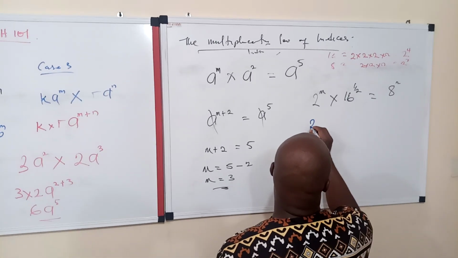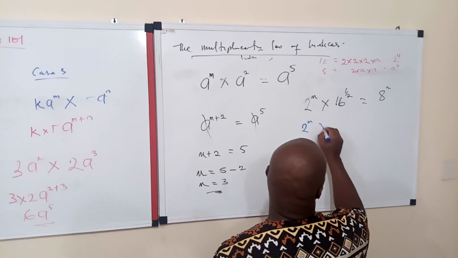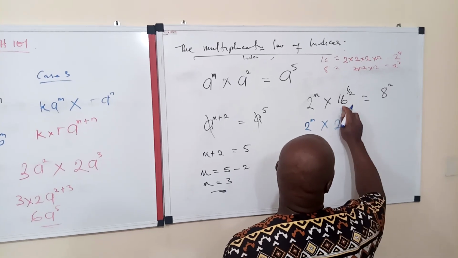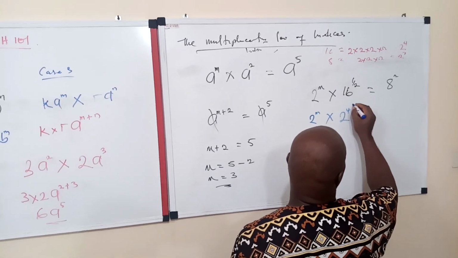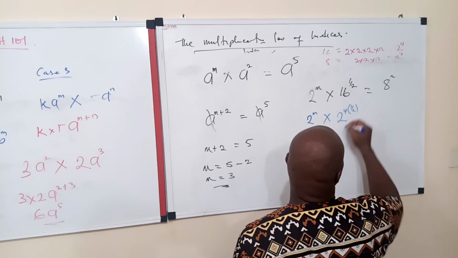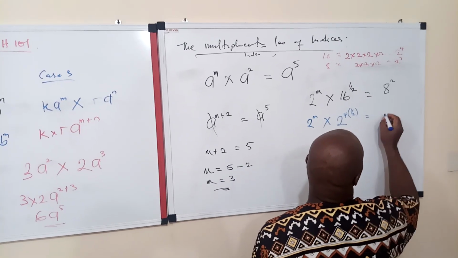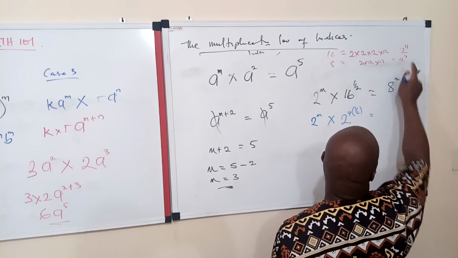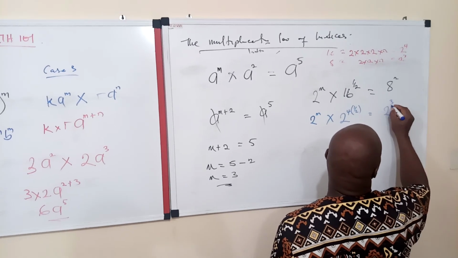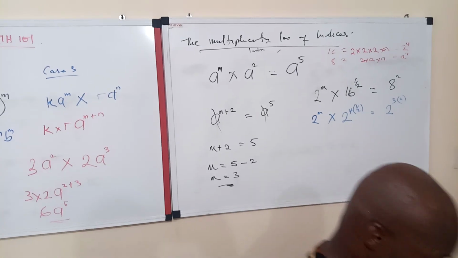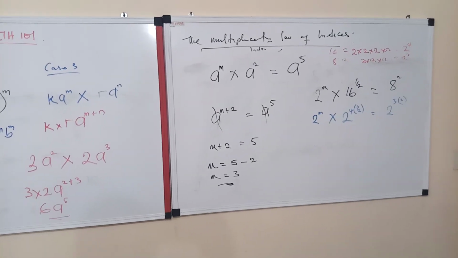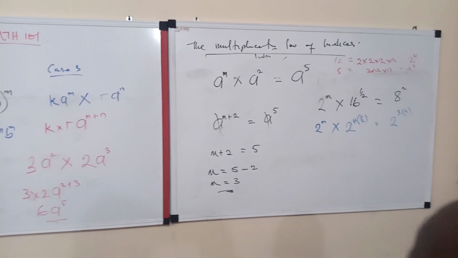So first of all, we have 2 raised to power m multiplied by, in place of 16, 2 raised to power 4, but we have another 1/2 multiplying it, equal to, in place of 8 here, we put 2 raised to the power 3, but note that we are having 2 there already. Now, after that, you can bring them together.